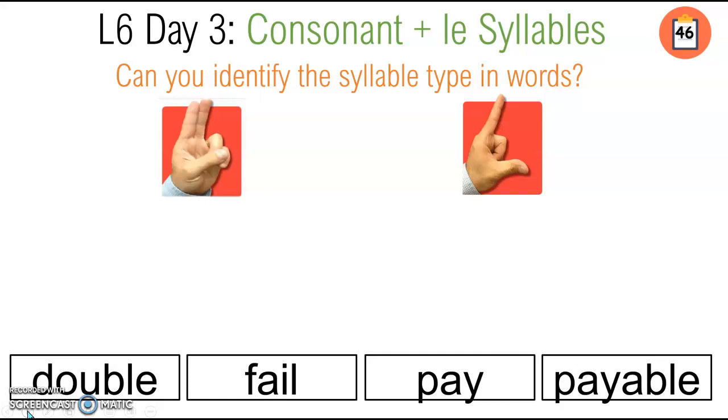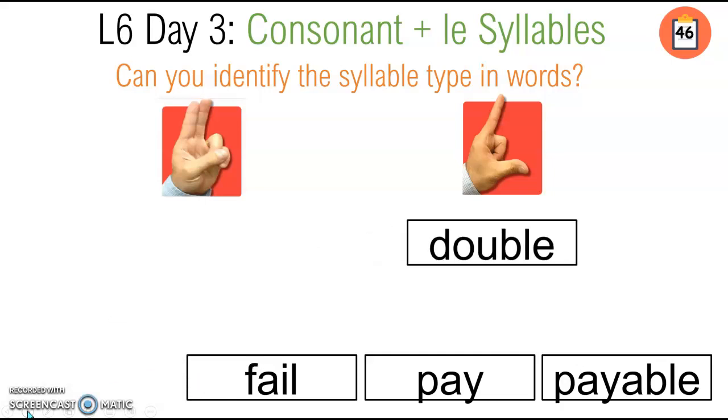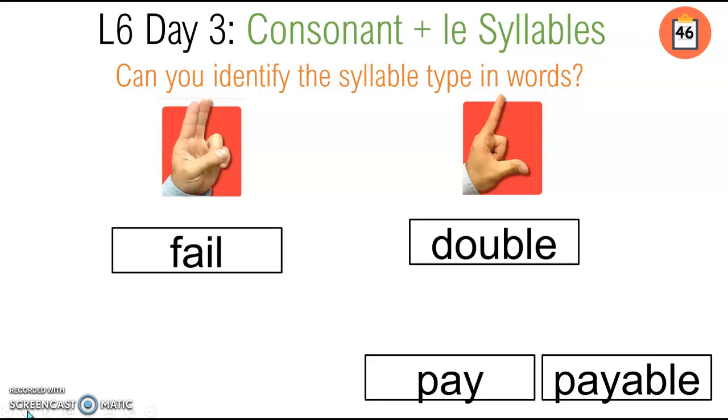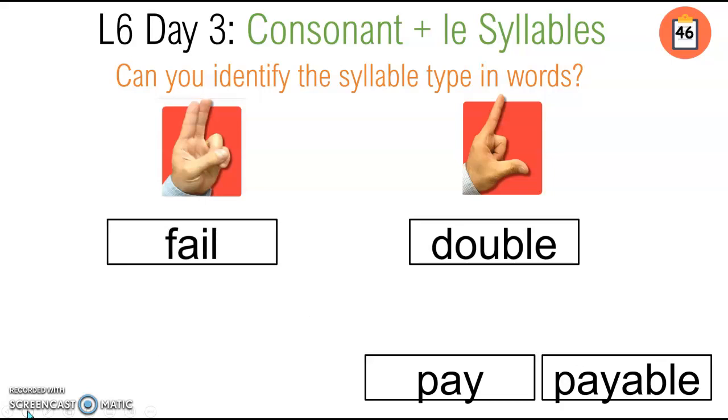All right, our first word is double, and double will fall in the LE syllable. As you guys can see at the end of the word double, the LE is right there with the B, so that's your consonant LE syllable pattern. Your next word is the word fail. Fail falls in your vowel team section because you have the A and the I working together to make the A sound, so that's a vowel team.